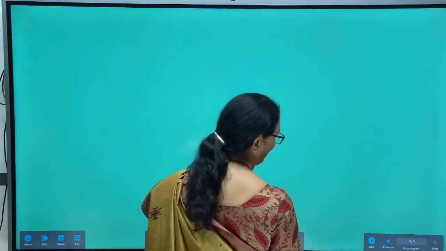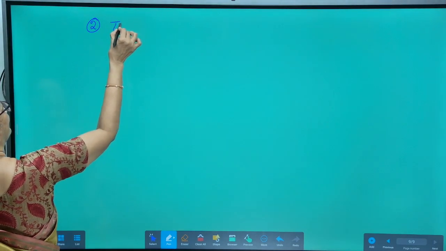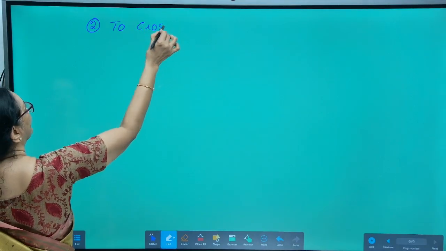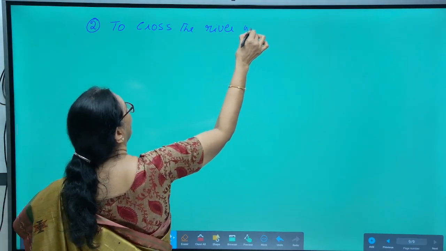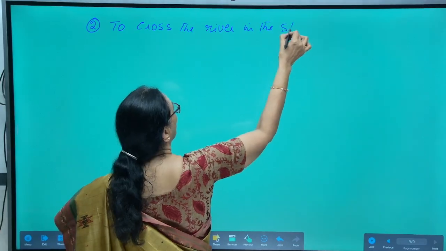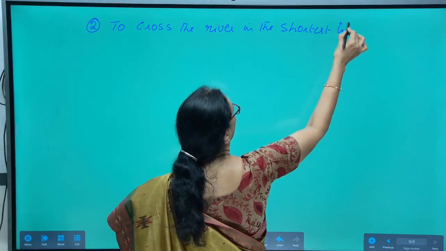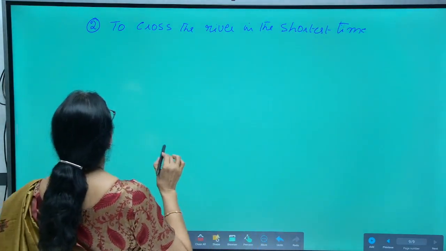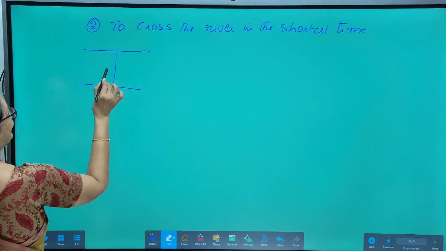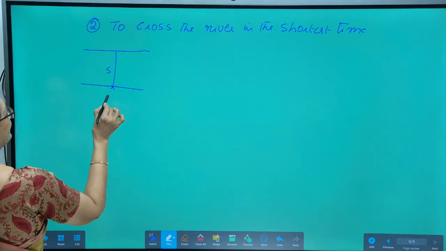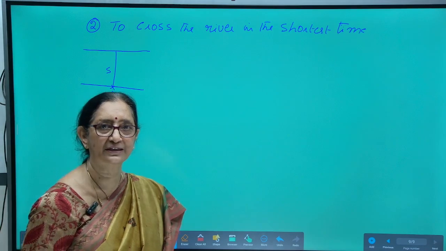Let us see the next case. Here the second case is to cross the river in the shortest time. Okay, so let this be the river of width S. The person starts from the point A. VB is the velocity of the boat, VW is the velocity of water.